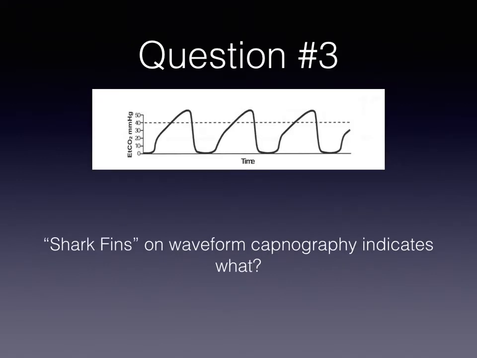Okay, shark fins on a waveform capnography indicates what? There we see our shark fins, and that's going to indicate bronchospasm, okay? Remember, we said that the airways are narrowed, so it's going to present as that shark fin pattern on our end tidal CO2.